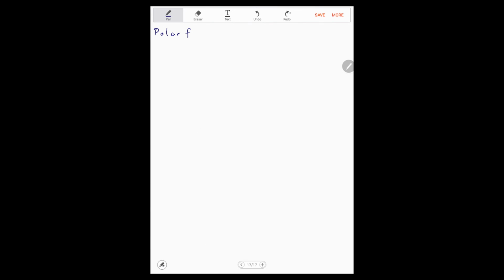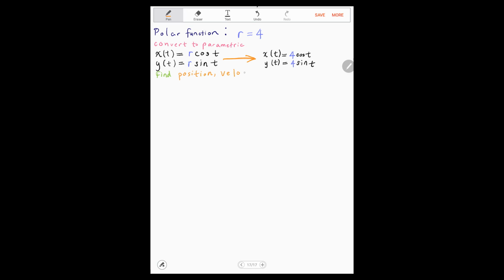So here we have a polar function, r equals 4, and we want to convert it to parametric equations using these two formulas. All we have to do is substitute the r for 4, and there we got our parametric equations. That's easy. Well, it gets a bit harder when we are asked to find the position, velocity, and acceleration when t equals pi over 2 in terms of points or vectors.